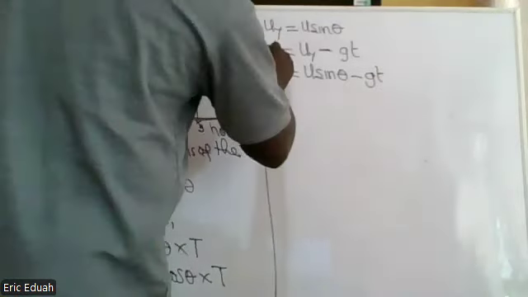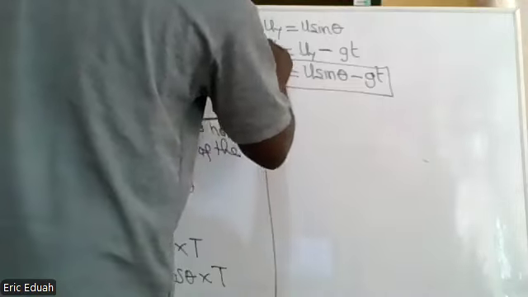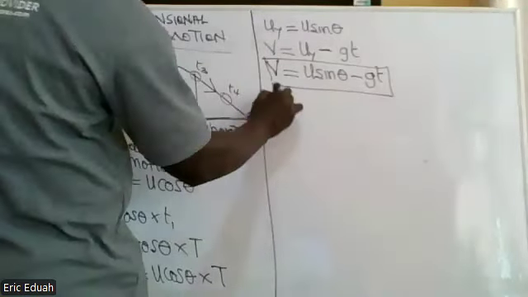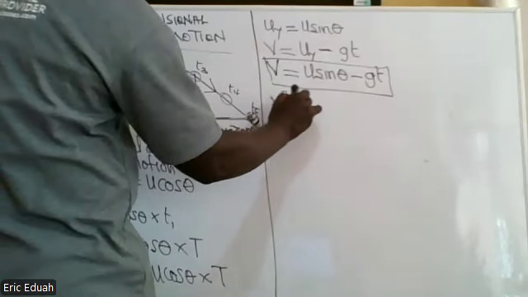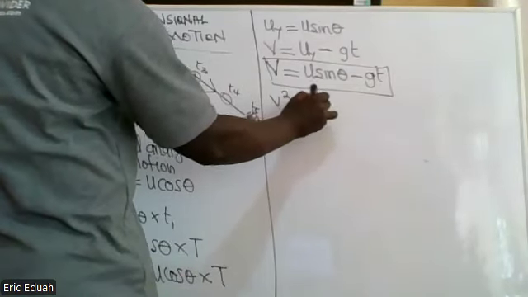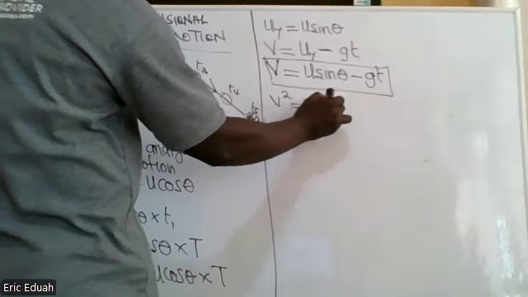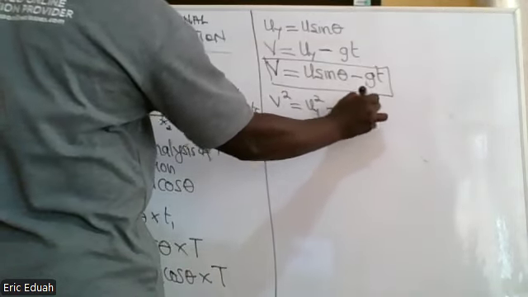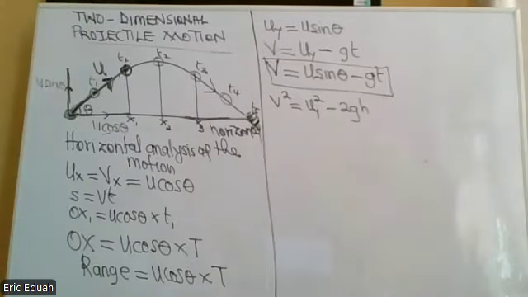We can also do that using v squared. When we use v squared is equal to uy squared minus 2gh. We'll come to h. We can also use this to determine it. Okay. All right.